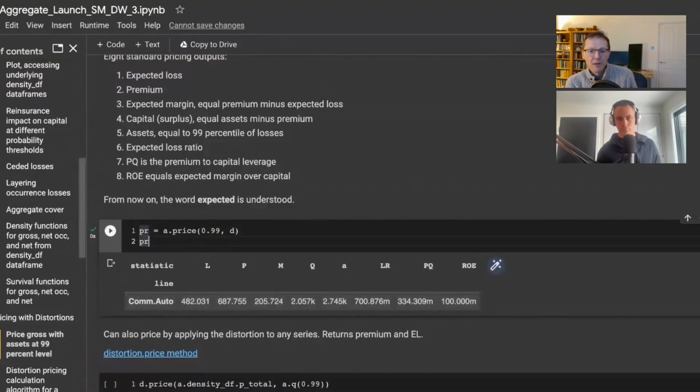So L is the expected loss, 482. Notice that's slightly less than we had as the unlimited loss on this risk, right? It was 490 something because we've only got the 99% capital, so there's going to be a little bit of a haircut there. This is an aggregate 99%?